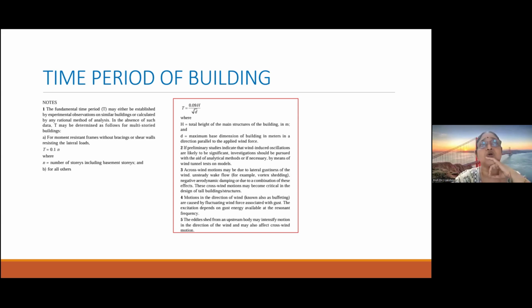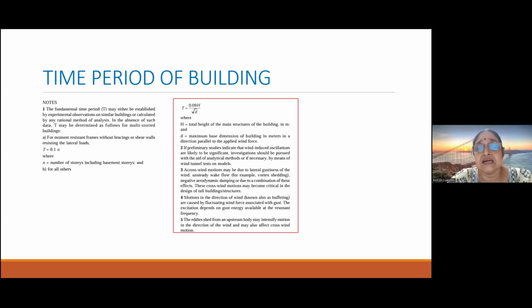Basically, the modes which have frequency less than 1 hertz are what is important with respect to the wind action. And for others, it is based on the height and the base dimension by using the formula T equal to 0.09 H by root D. So these two, we can work out the time period, and the inverse of the time period is nothing but the frequency. The formula is given to work out the time period, and from the time period we can find out the frequency.